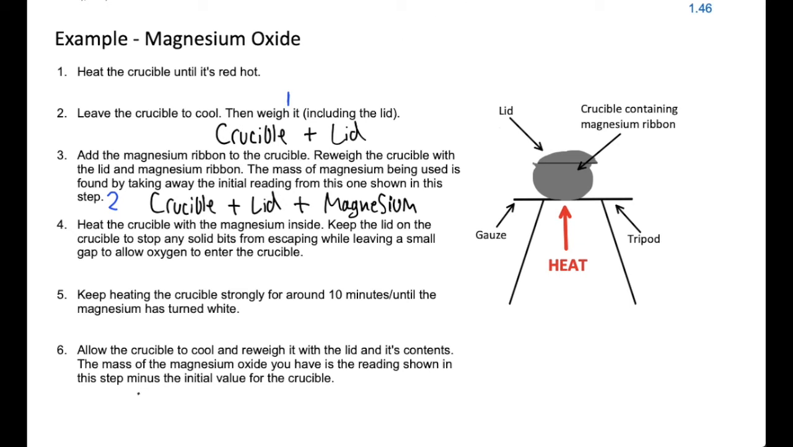The final step, step 6, we allow the crucible to cool down, and we then reweigh it using the exact same method that we did for step 3. But we'll have a third number this time. So we're essentially weighing, in step 6, the crucible, the lid, and the solid inside. We obtain a value for this, and then we subtract the value that we obtained in step 2 for just the crucible and the lid, and we can assume that the difference between these two values is the mass of magnesium that we have at the end of the experiment.